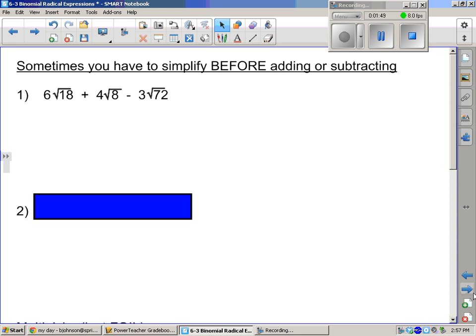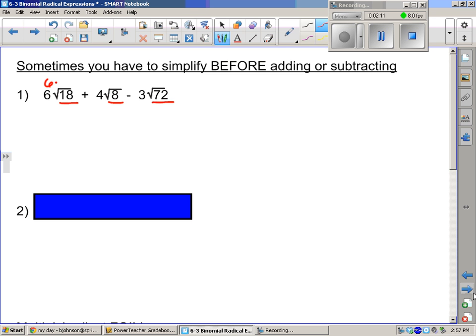Okay, sometimes when you first look at the radicals, they don't look like they're like radicals. But they really might be. But we don't know unless we check. So what we're going to do here is simplify all of the radicals first, and then we're going to see if they're like radicals, and we'll add them together. So we're going to split this up. Just leave that coefficient out in front.